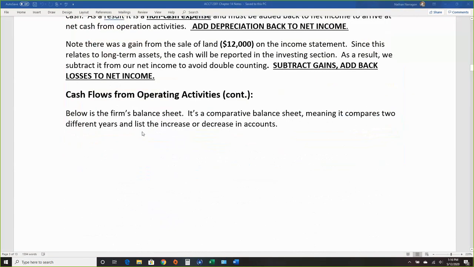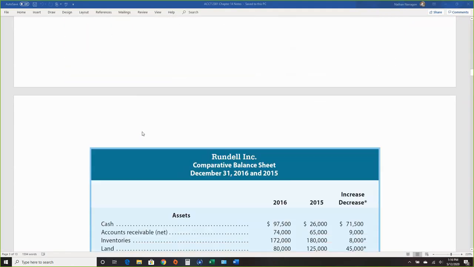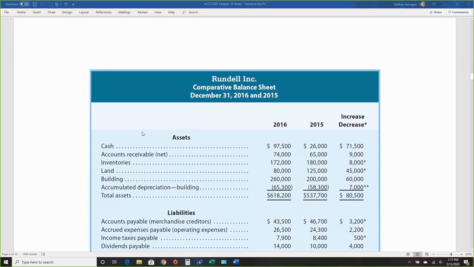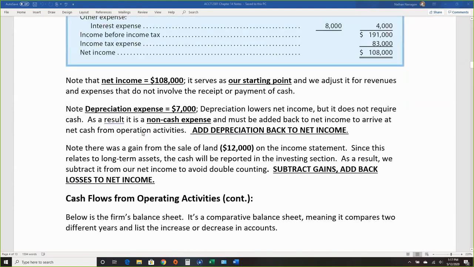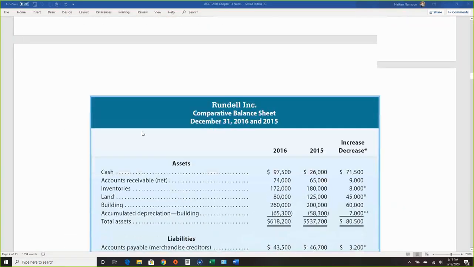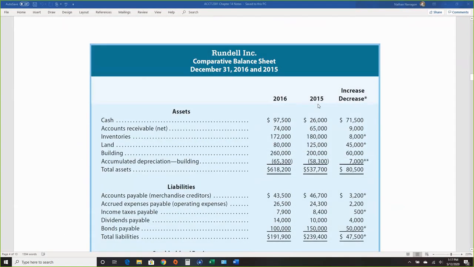Those are really the only items we look at on an income statement. The next thing that we go to is the balance sheet. Now when we look at balance sheets, we need a comparative. Okay? We always look at the current year compared to the prior year. So for Rundell, we're in 2016, and if we look at 2015, basically what's happening is we're looking for increases and decreases, specifically of current assets and current liabilities.